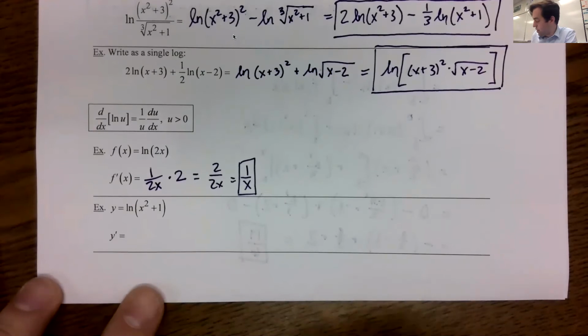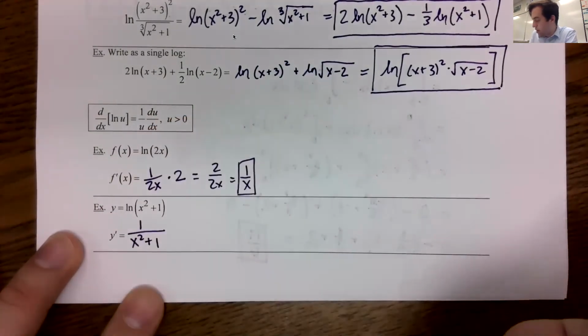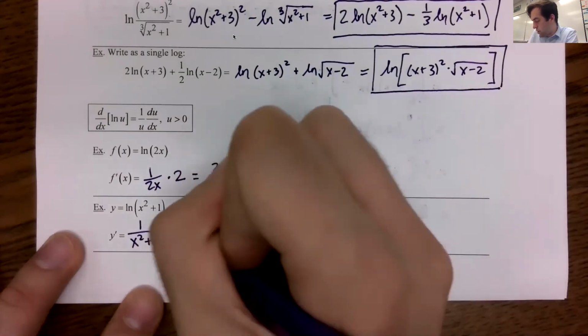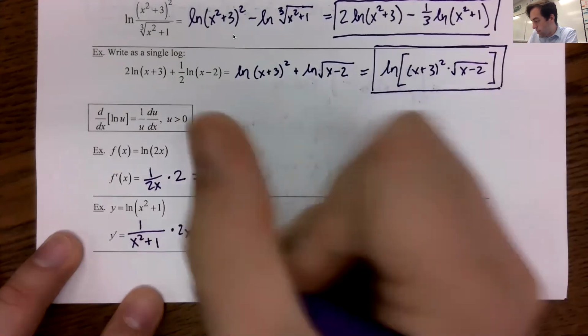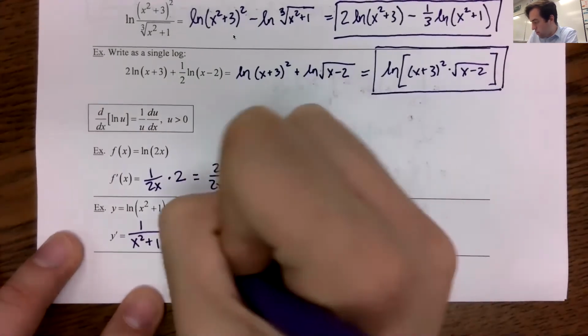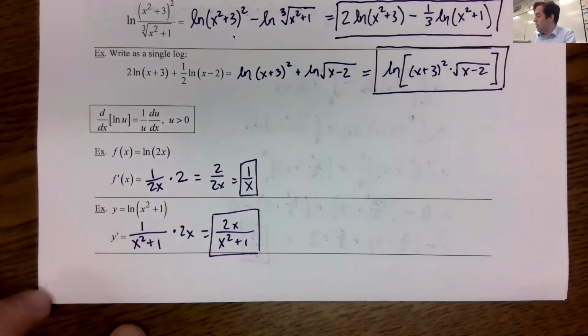In the second one, same idea. We're going to get 1/(x squared plus 1). And we're going to multiply by the derivative of x squared plus 1, which is going to be times 2x. So we can write this as 2x over x squared plus 1. Okay? We're going to do a couple more examples here before we get into integrals. So let me flip the page.